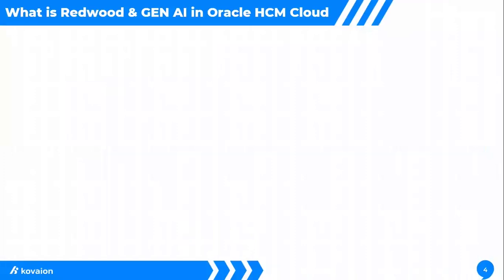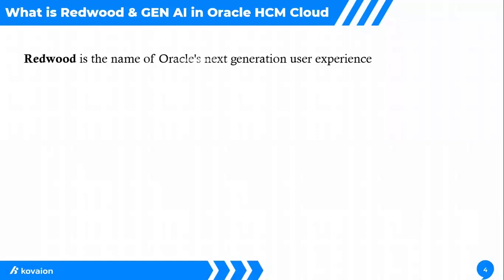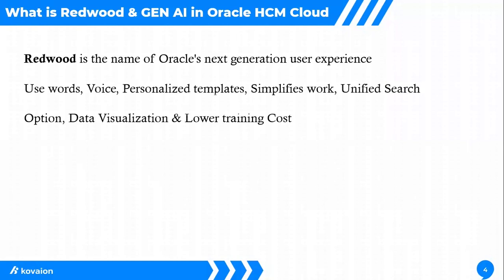To start with, what is Redwood and GenAI in Oracle HCM Cloud? Redwood is the name of Oracle's next generation user experience, where we are moving from the responsive experience to Redwood. Here we can use words, voice, and personalized templates. We can simplify the work, and there are unified search options. We can also have data visualization, and overall it will lower the training cost.